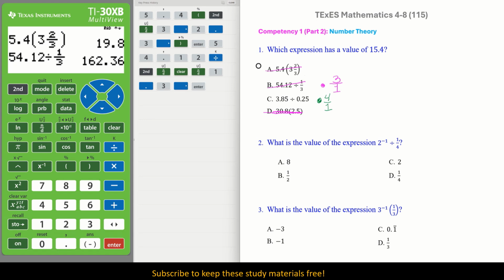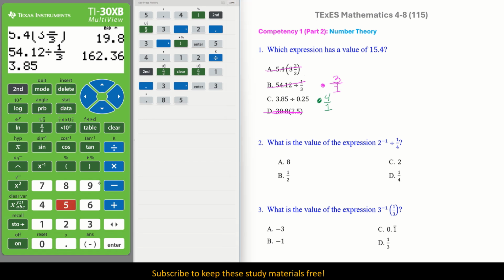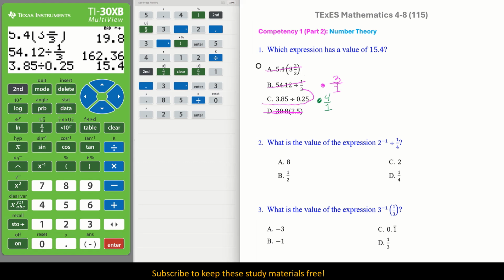Let's try C: 3.85, and I really hope this works. Division, 0.25. Remember, enter it the way you see it, not the way we know it's equivalent. Push enter, and yes, C is a valid choice. And obviously, D is very large.